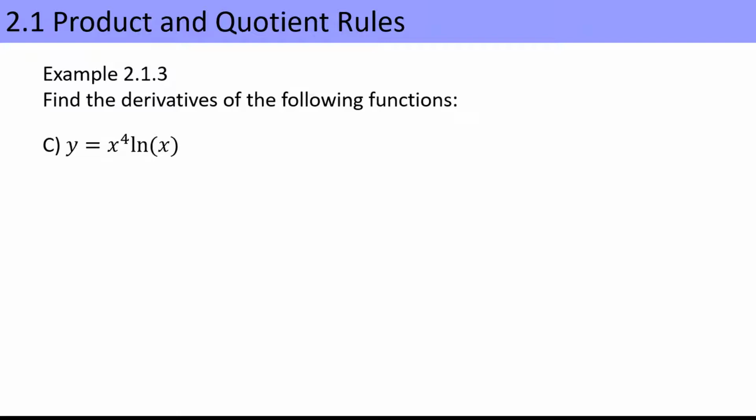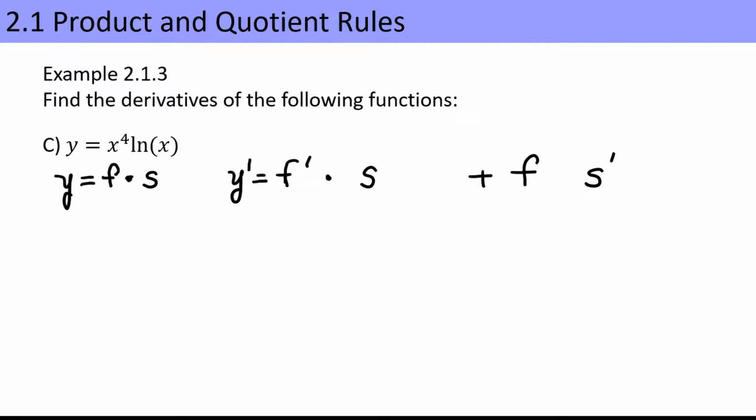This is also yet another product rule differentiation. So let's go ahead and write that formula one more time. If y is the product of two functions, say first times the second, then the derivative of y is the derivative of the first function times the second function plus the first function times the derivative of the second function. We will identify x to the 4th to be the first function, and we will identify the natural log of x to be the second function.